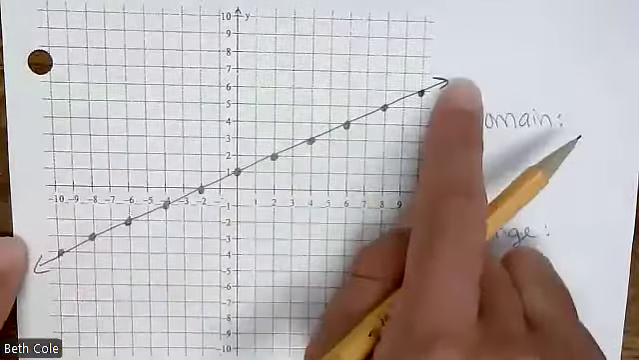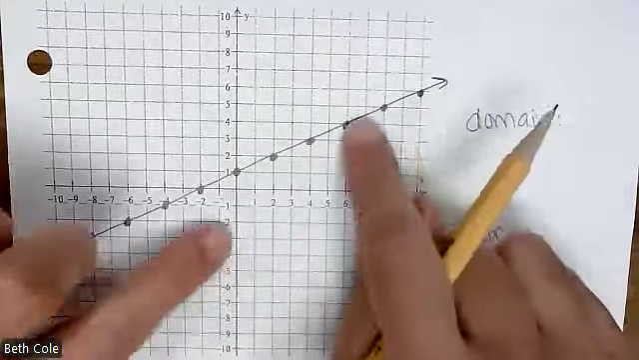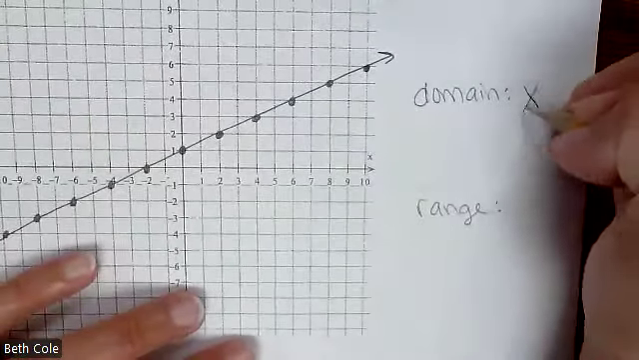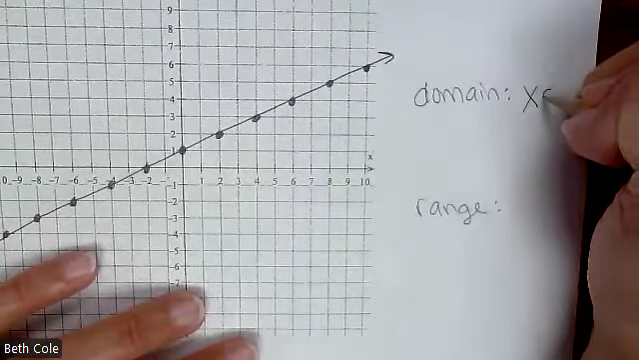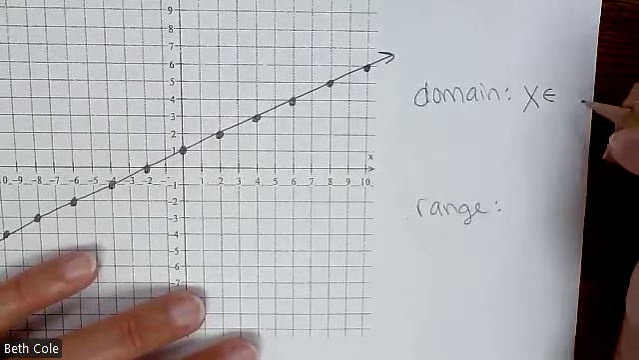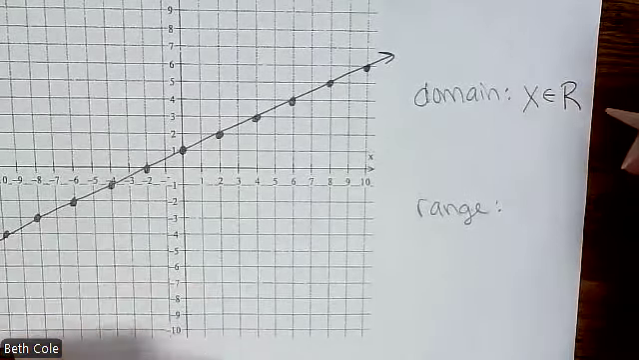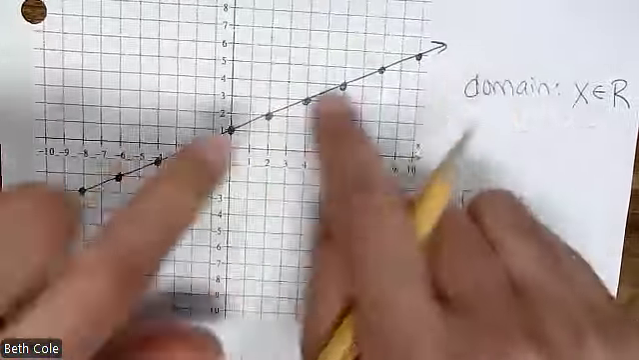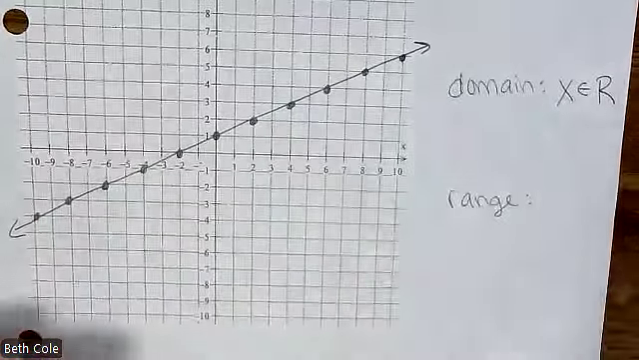So domain is left to right, and since this has arrows on it, it's going to keep going forever. The way that we write that, first of all, domain is X. And then the notation is this little sideways E and then a capital R. The R means reals. It means every real number. So what it means is you're going forever and ever and ever.